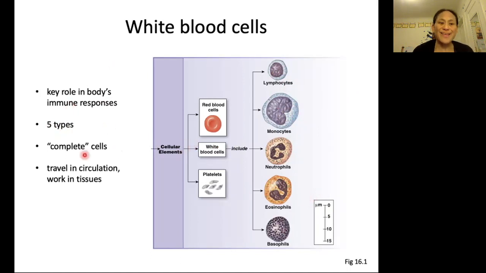White blood cells are complete cells. These are the only cellular element in the blood that actually has all of the parts that you're supposed to have in a cell, like all of the organelles. And the white blood cells travel in the circulation but work in the tissues. So they travel around in the blood, but they leave the blood and go to the tissues to do their job.